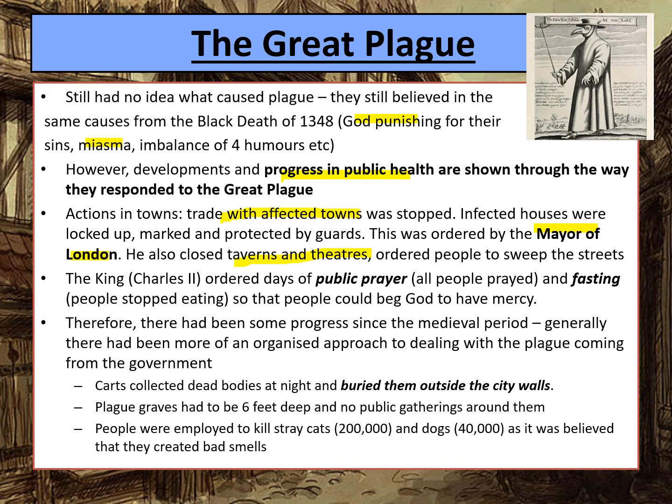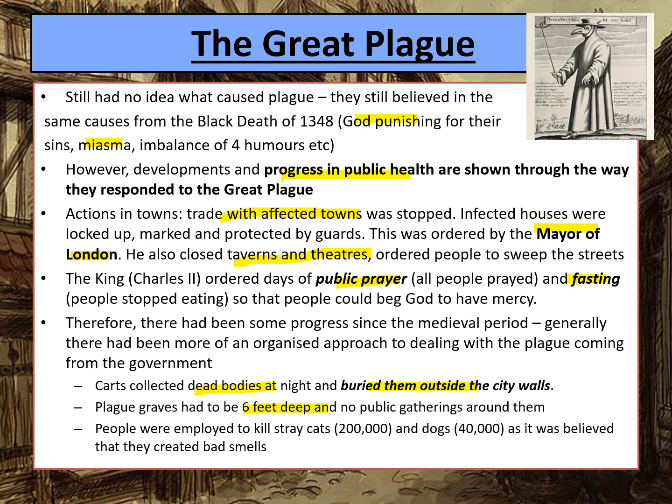but now the Mayor of London here has taken some quite decisive action. The King, at this point as well, Charles II, also ordered some days of public prayer and fasting. So basically, he also took a role in trying to stop the outbreak of the plague, although obviously his actions were less effective because he was focusing on the idea that religion had been the cause, and obviously had no idea that it was bacteria. So generally there had been some real progress in this period, with them acting much more decisively, with them doing things like collecting dead bodies, closing taverns, burying people outside the city walls, digging deep graves.